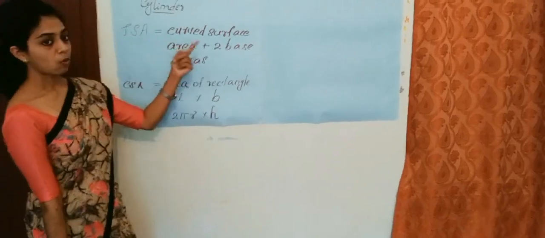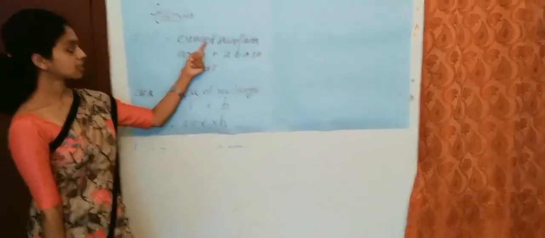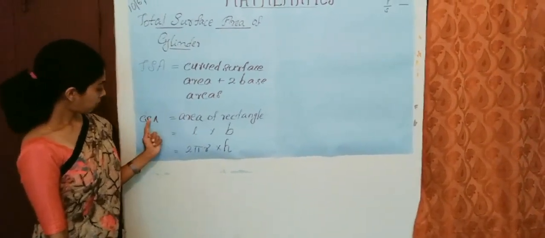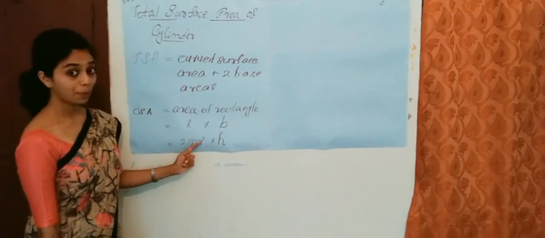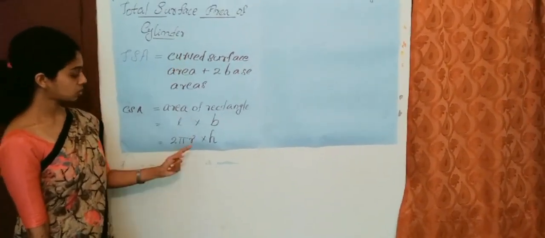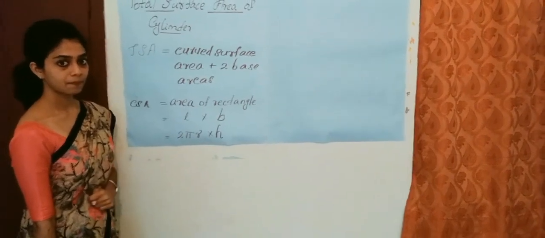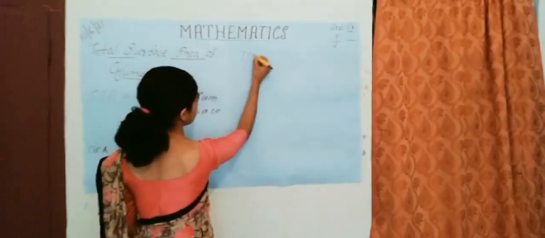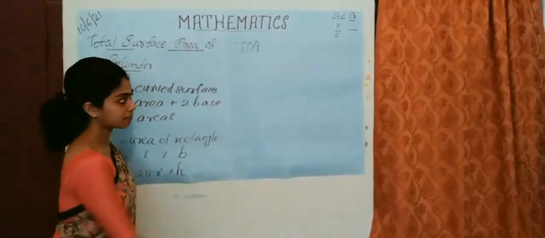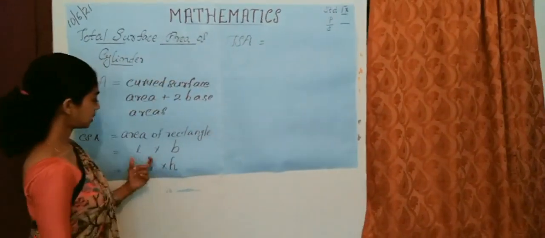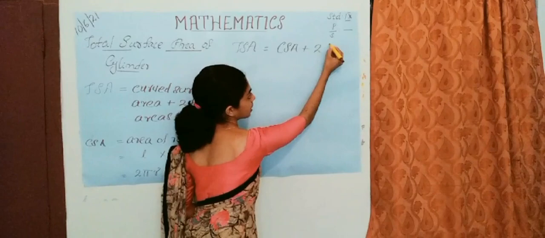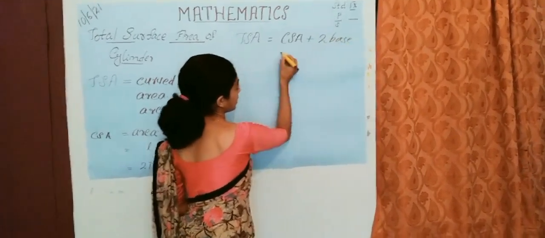Now we have already written that total surface area of the cylinder is curved surface area plus 2 base areas. Now we have obtained the curved surface area as 2 pi rh. Now can you rewrite this equation by using this curved surface area? How can you rewrite it? Total surface area is equal to, let us denote by TSA. TSA can be written as, very good, curved surface area, denoted by CSA, plus, very good, 2 base areas.